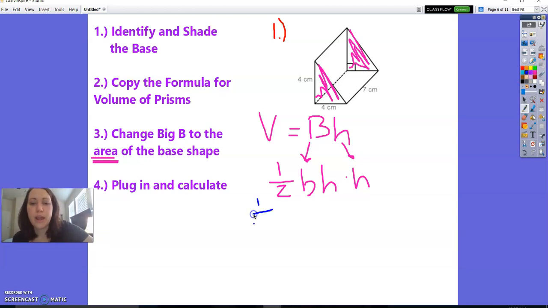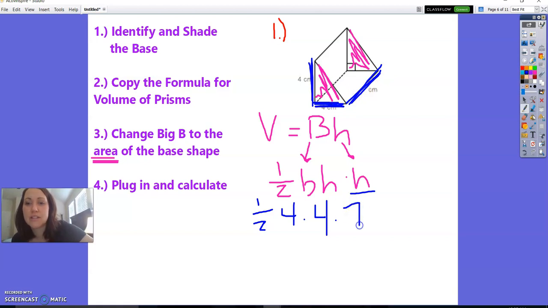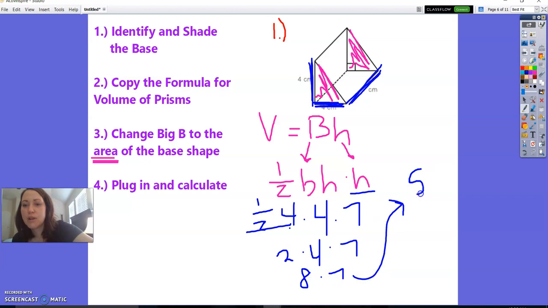So 1/2, this base of my triangle is 4, and the height of my triangle is 4. And then this last height is how far apart my triangles are. They're 7 centimeters apart. I know this is the same numbers as the last one, that's okay. Half of 4 is 2, so 2 times 4 times 7. We got 2 times 4 is 8 times 7. So this time we have 56 centimeters cubed.